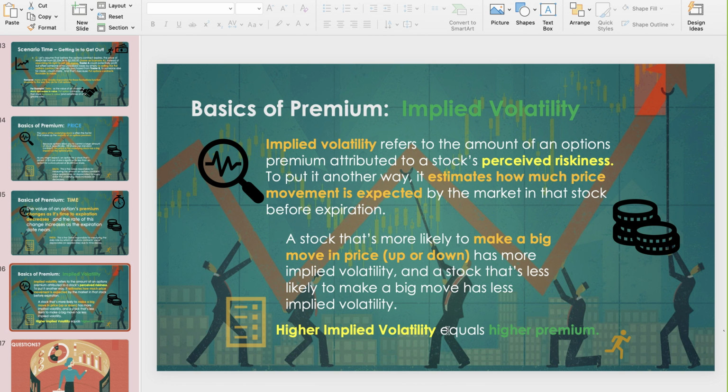In this slide, we talked about implied volatility, which refers to the amount of an option's premium attributed to a stock's perceived riskiness. To put it another way, it estimates how much price movement is expected by the market in that stock before expiration. A stock that's more likely to make a big move in price up or down has more implied volatility, and a stock that's less likely to make a big move has less implied volatility. Higher implied volatility, or higher perceived riskiness for the seller of that option, equates to higher premium, right?